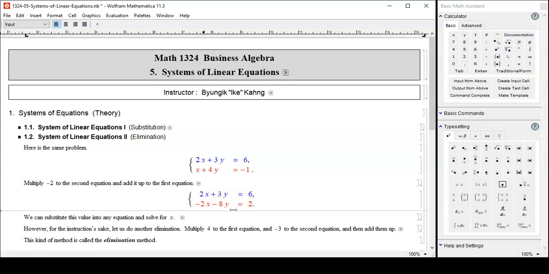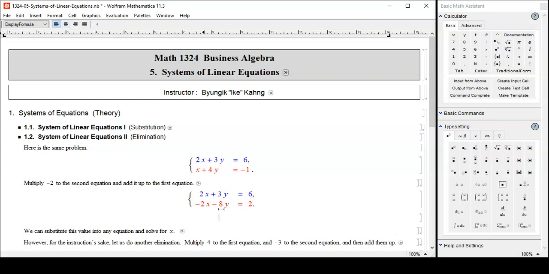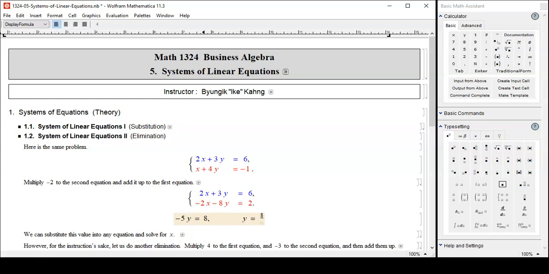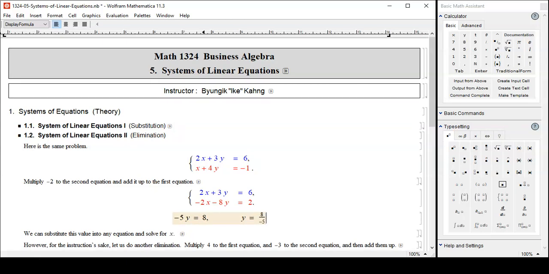Now adding, we get 2x minus 2x, oh, that's gone. 3y minus 8y, so negative 5y. 6 plus 2, that's 8. Therefore, we get y equals 8 over negative 5, or equivalently, negative 8 over 5. There goes my solution.